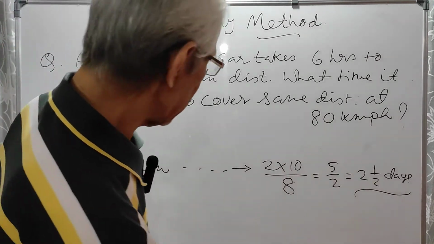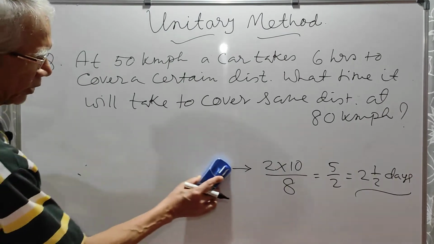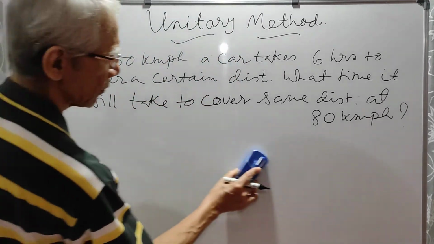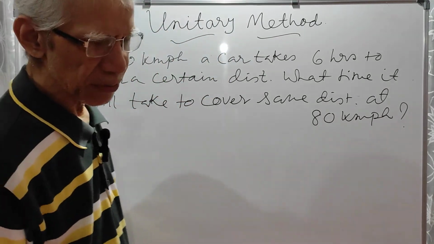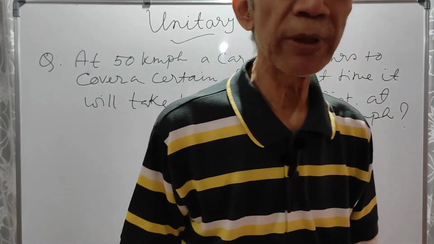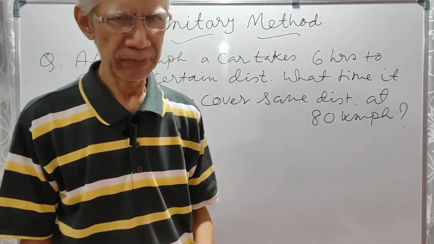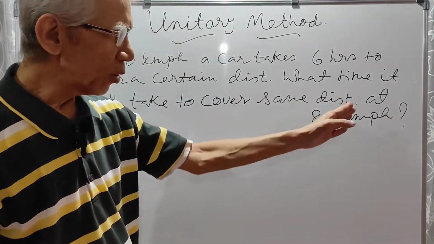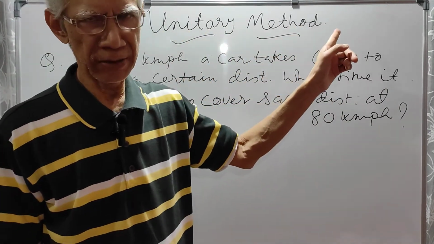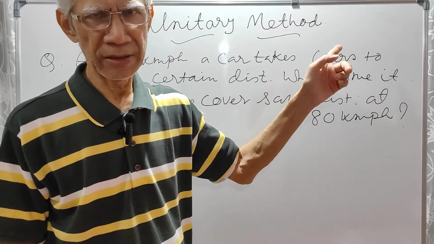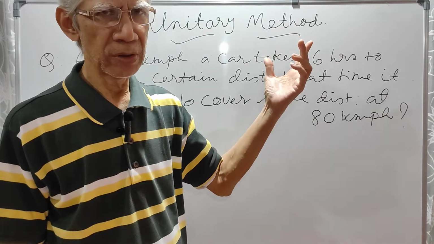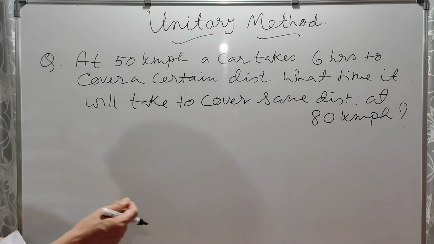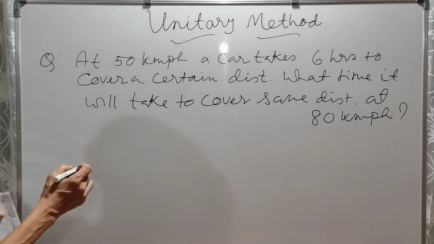Okay. Now, let us see by the unitary method how we can do it. These sums can be done by the ratio and proportion method also. That is another method. I may show you later. But now we are discussing the unitary method. As I told you, up to class 10 in math and science, both, this method is very useful. Okay. Now this is how we will write.